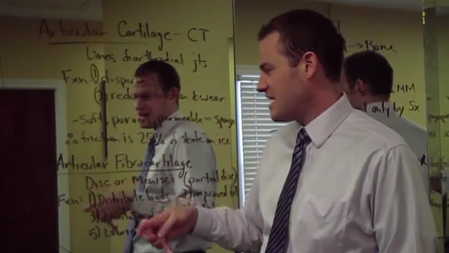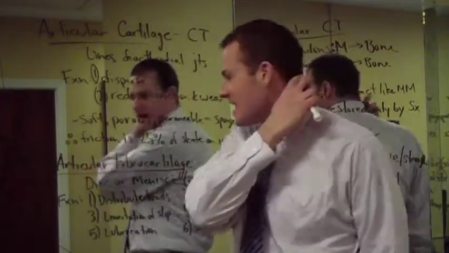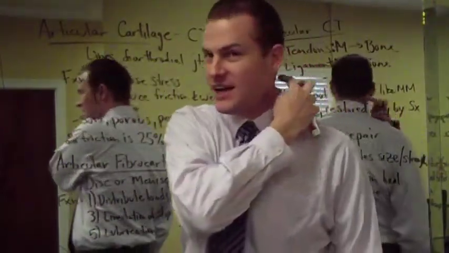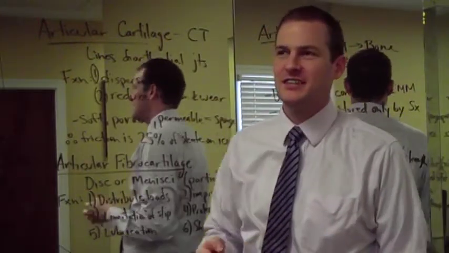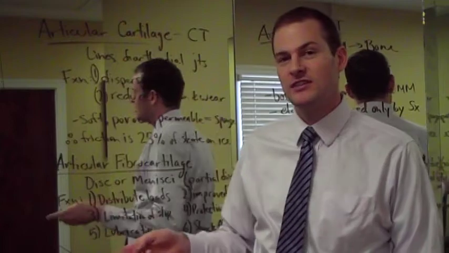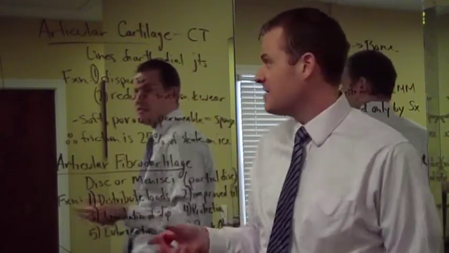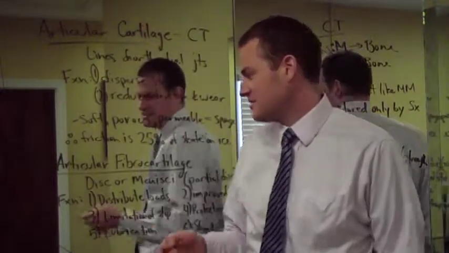There are discs at every level of the spine except between the occiput and C1 and C1 and C2. Every other level has a disc, and that is made up of fibrocartilage. It's much more dense than cartilage. It's much thicker. It's a unit unto itself.